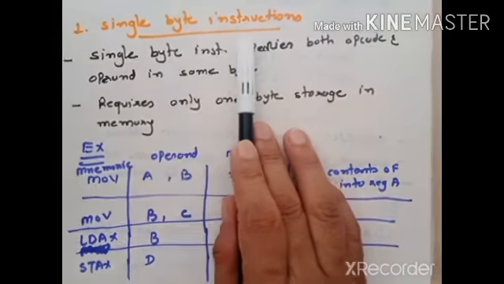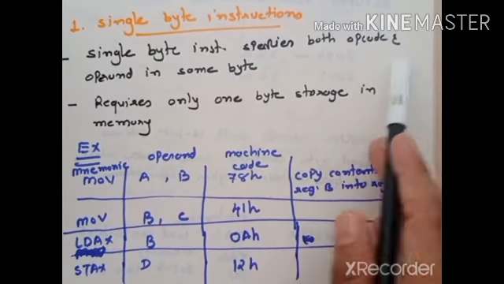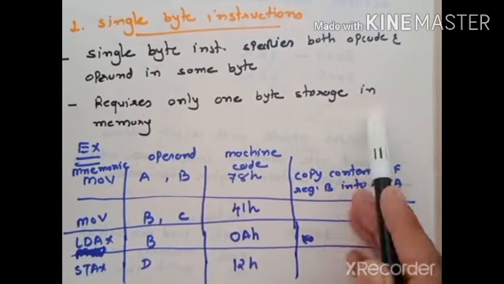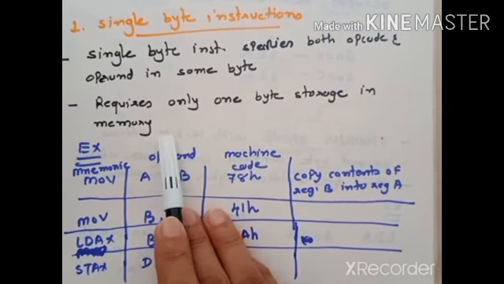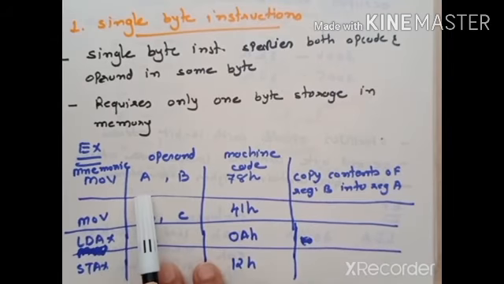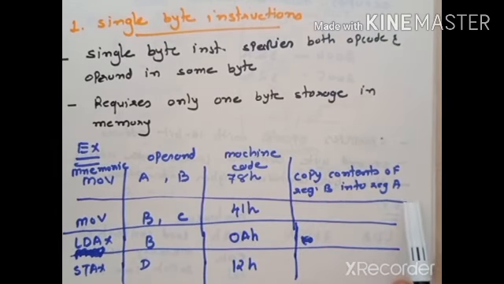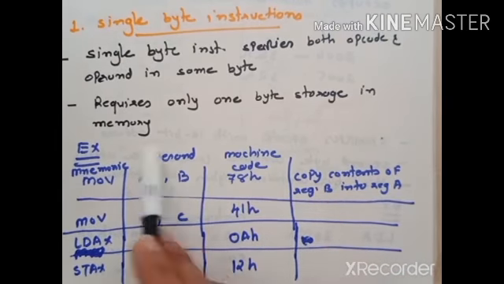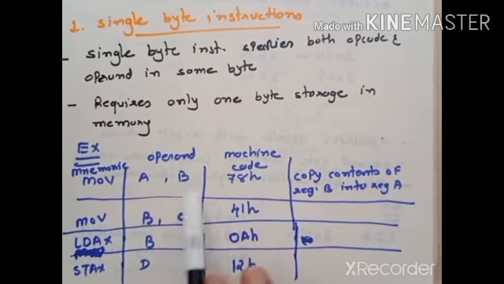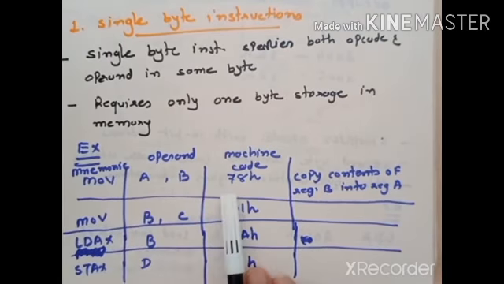First, single byte instruction. A single byte instruction specifies both opcode and operand in the same byte. That means it requires only 1 byte of storage in memory. An example of a single byte instruction is MOV A,B, that means copy the content of register B into register A. The hex code of this instruction is 78H. That means this instruction is a single byte instruction and requires only 1 byte of storage in memory.